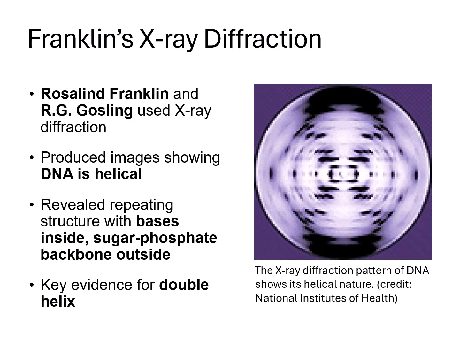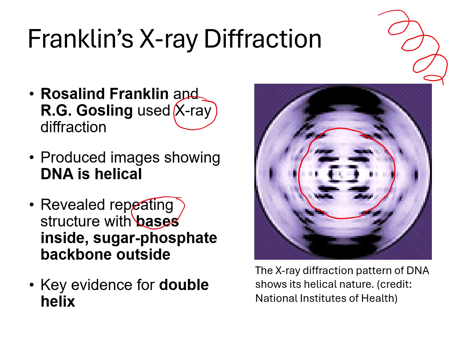Rosalind Franklin and her student Gosling used X-ray diffraction to show that DNA is helical in structure. It's a repeating structure with the DNA bases inside. Remember, the bases are the A, T, G, C. And on the outside, as part of the backbone of the helix, we have our sugar phosphate backbone. This famous photo really gave essential clues to DNA's actual shape.